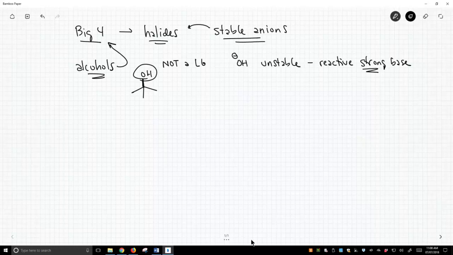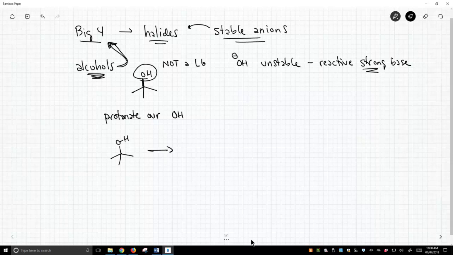So alcohols have a problem. If I want to say that alcohols are very useful for the big four reactions, then we need some kind of explanation of how we convert an OH group into a leaving group. And there's one way. We're going to protonate our OH. So let's look at t-butanol.